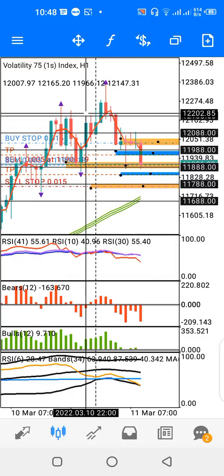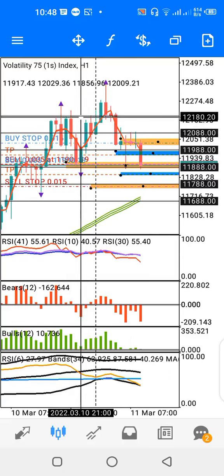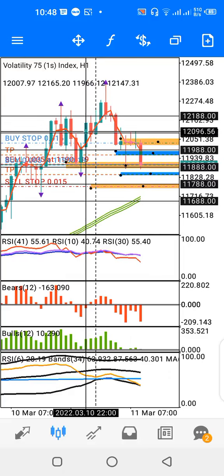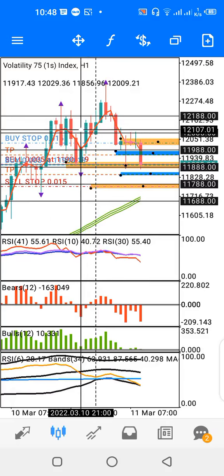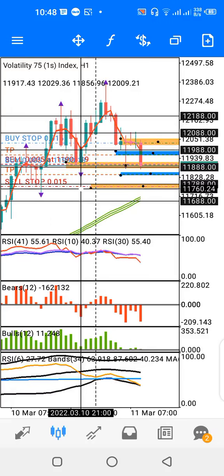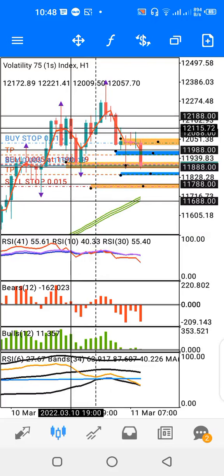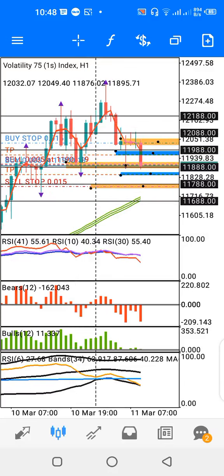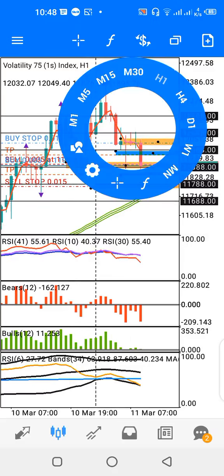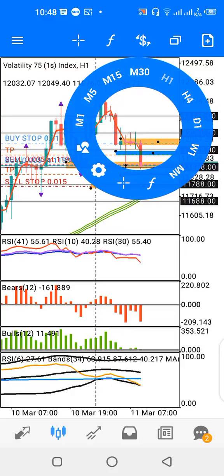preferably you place pending orders around the 88 mark. I have 12188. I also have 12088, 11988, 11888, 11788, 11688. So you can place pending orders at these levels, psychological levels for Vision 5 and you'll be fine. If I move, we're on 1 hour chart, 1 hour time frame.